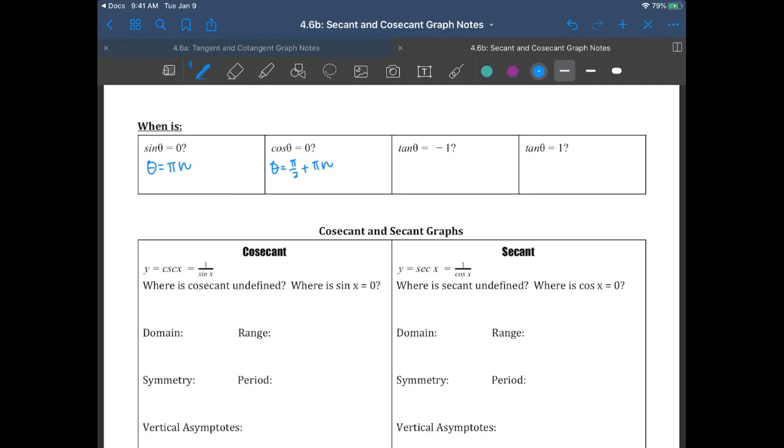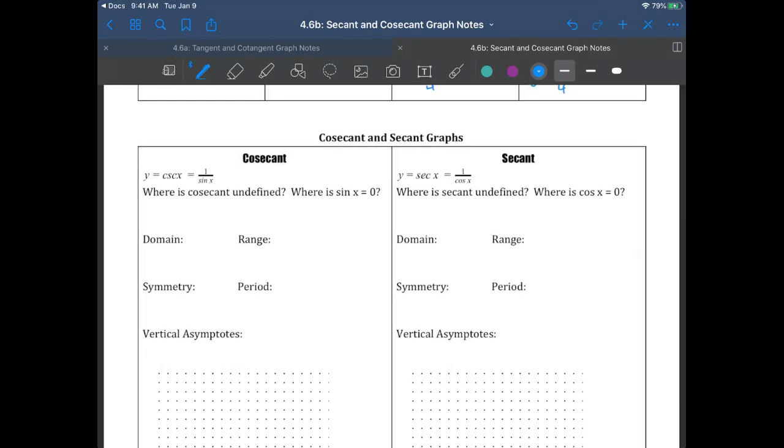Tangent is equal to -1 when theta is equal to 3 pi over 4 plus pi n, and 1 when theta is equal to pi over 4 plus pi n. On the unit circle, pi over 4 is 45 degrees. Negative slope would be -45 degrees, or 3 pi over 4.